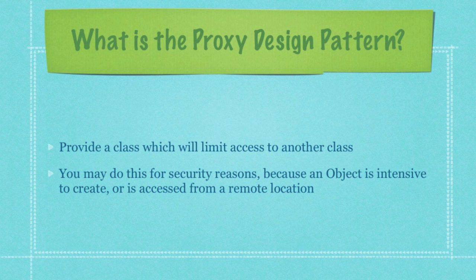And you may do this for security reasons, because an object is intensive to create, or that object is in a remote location, so you'd like to have a proxy, or a thing that decides what methods and what fields are available from that outside object. But in this part of the tutorial, I'm basically going to focus on the security aspect of the proxy design pattern, because there are numerous ways to use it, which I'm going to get into at a later date.